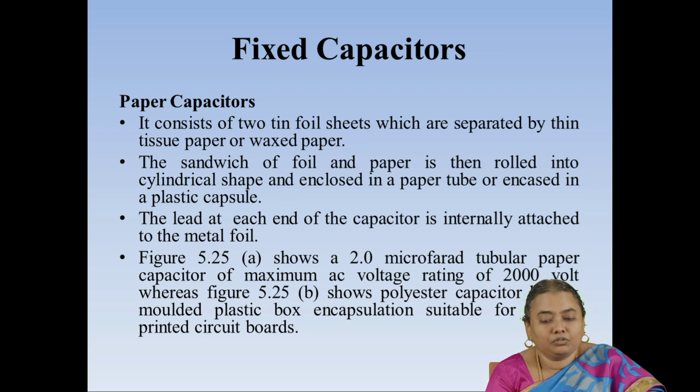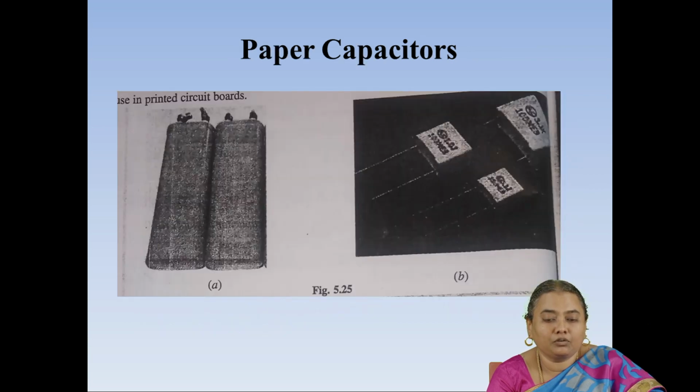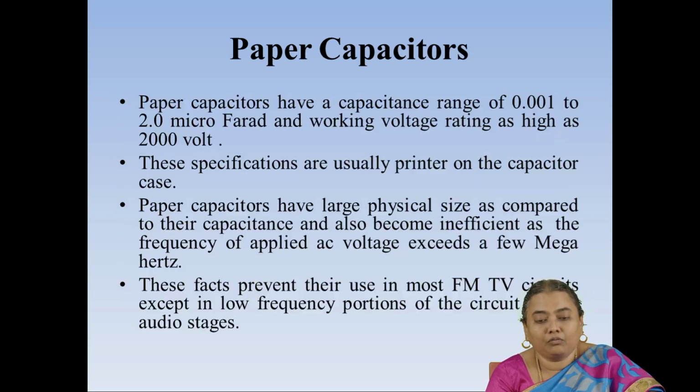The figure shows a 2 microfarad tubular capacitor of maximum AC voltage rating of 2000 volt. And the second figure shows the polyester capacitor having molded plastic encapsulation suitable for use in printed circuit boards. These are the two figures, the first one and the second one.